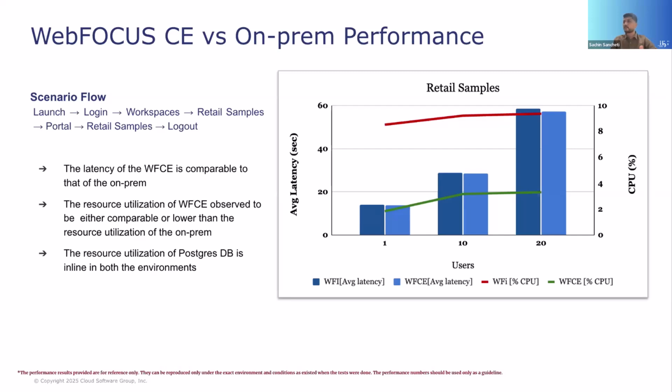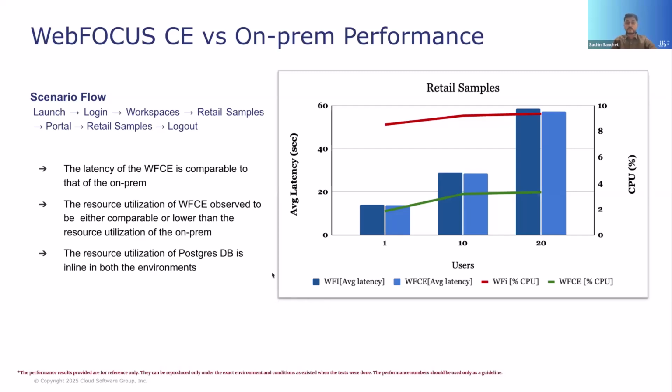The Postgres graph is not there, but we compared Postgres DB performance as well, and even that was at par with the on-prem. So we guarantee that if you are upgrading or migrating to the container edition, you're not compromising on performance, and with that you are reducing the cost and making it more scalable. Of course, a caveat: we performed this test in a very specific environment, and we made sure that all the test conditions were consistent and similar across both environments. So these are more like guidelines.